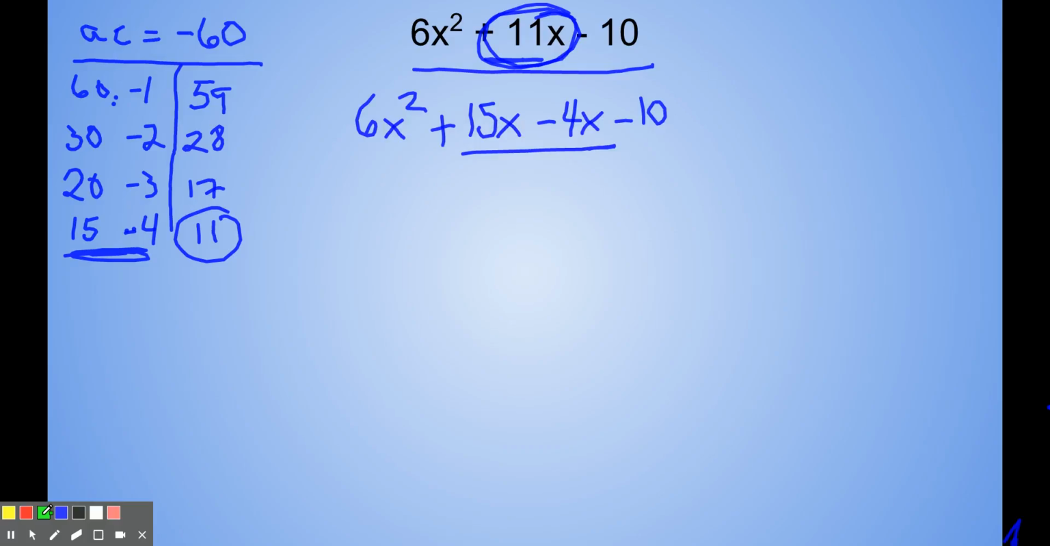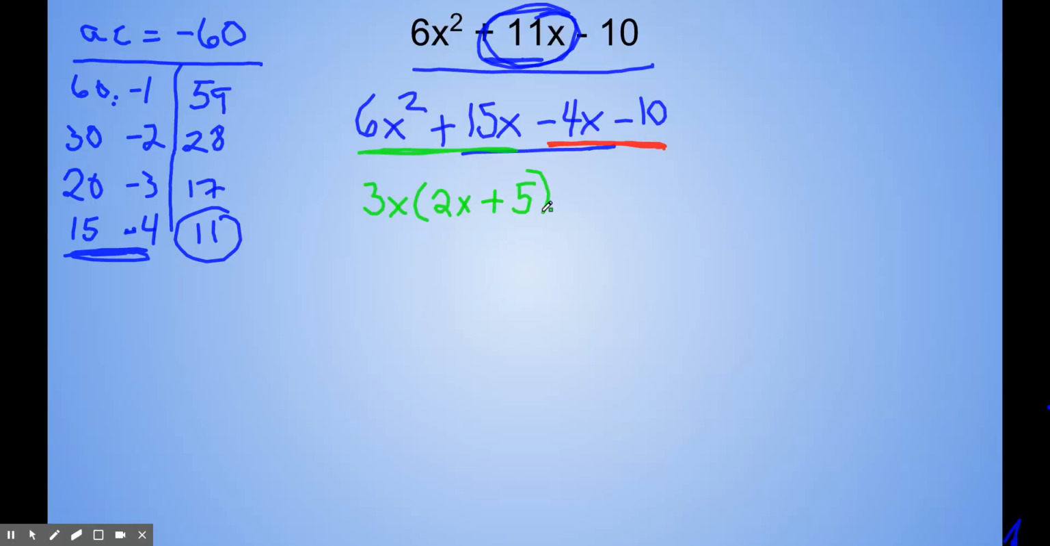So looking at this, I can see that the 6 and the 15 both have common terms of 3, while the negative 4 and negative 10 have common terms of negative 2. So this is going to help me. First, I'm going to rewrite the first two terms, and I can take my greatest common factor of those, and I can see that that is going to be a 3x. I'm going to take that out. That's going to leave me with a 2x plus 5.